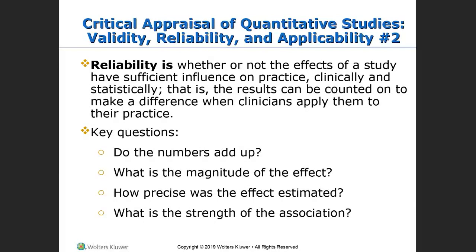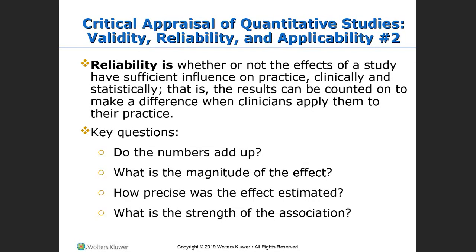Now we're going to move on to talk a little bit about reliability, and that is whether or not the effects of the study have sufficient influence on practice, clinically or statistically, that the results can actually make a difference when clinicians apply them to practice. So basically, does this make sense to use in practice? That's the key big question.